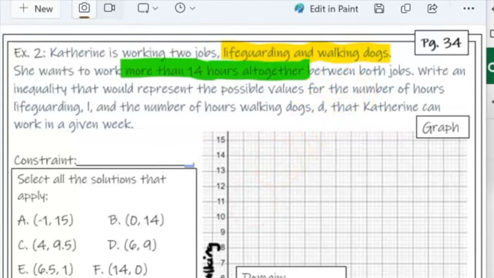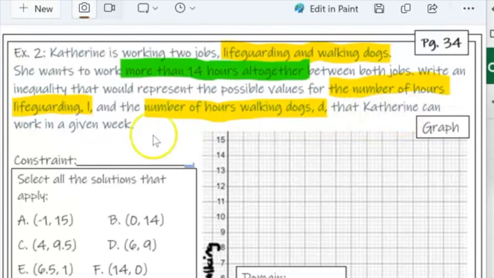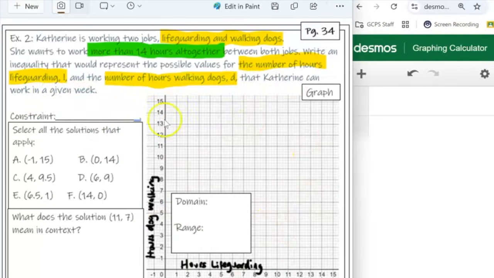And now, so it's telling us what we're doing. So the number of hours lifeguarding L and the number of hours walking dogs D that Catherine can work in a given week. So if you notice, we have a graph here, and I've gone ahead and written it for you. Said the hours of lifeguarding L and the hours of dog walking D. Okay, so I'm writing an inequality with L and D, and then I just need to put in more than.